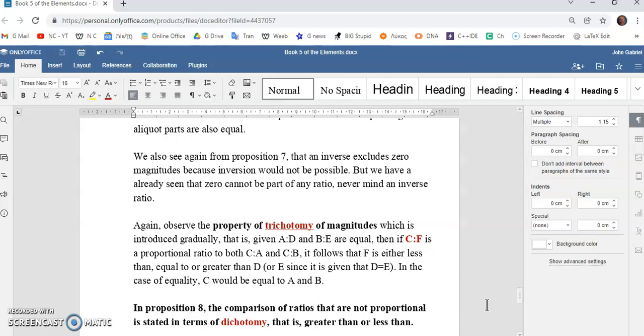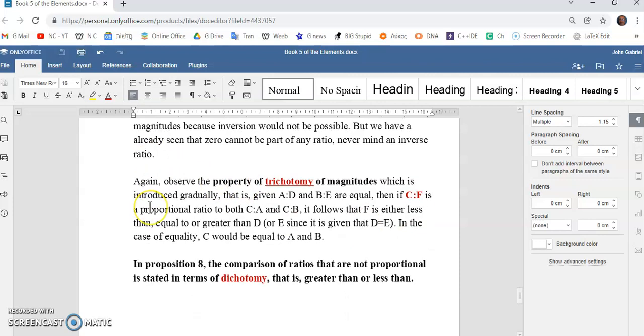So the property of trichotomy of magnitudes, which is introduced gradually, starting from proposition 7, is telling us that the comparison of ratios that are not proportional is stated in terms of dichotomy. In other words, if we don't really care if they're equal or not, we can say whether one is bigger than the other. Okay, and that's what proposition 8 is going to tell us.